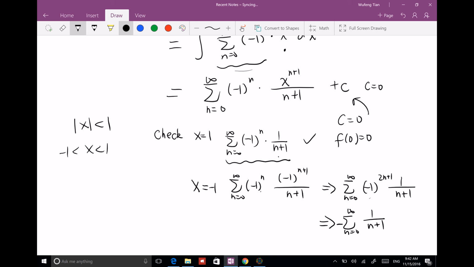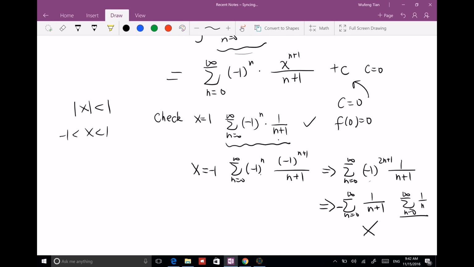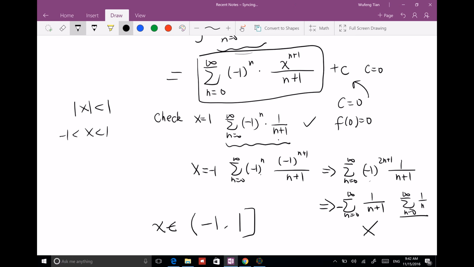This one diverges because it's not an alternating series anymore. It's the same thing as 1 over n. You can compare it with the series of 1 over n from 0 to infinity. Since this one diverges, this whole thing will diverge as well. Then your convergence interval is negative 1 parenthesis, positive 1 bracket, which means you need to contain this point, contain 1. Okay.